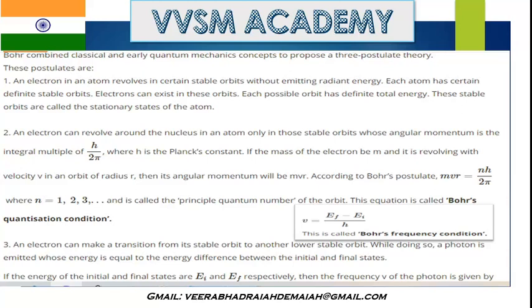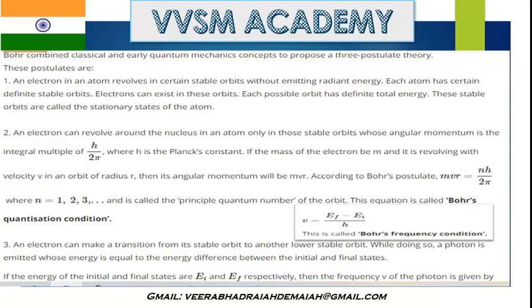An electron can revolve around the nucleus in an atom only in those stable orbits whose angular momentum is an integral multiple of h by 2 pi, where h is the Planck's constant. If the mass of the electron be m and it's revolving with the velocity v in an orbit of radius r, then its angular momentum will be mvr. According to Bohr's postulate, mvr is equal to nh by 2 pi, where n is equal to 1, 2, 3, which are called the principal quantum number of the orbit.